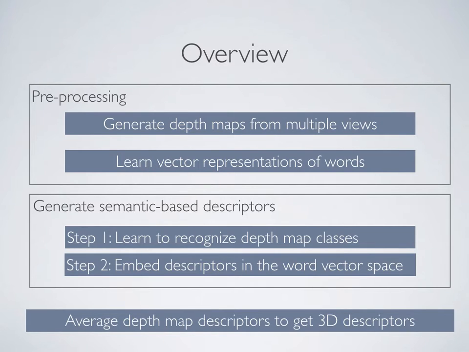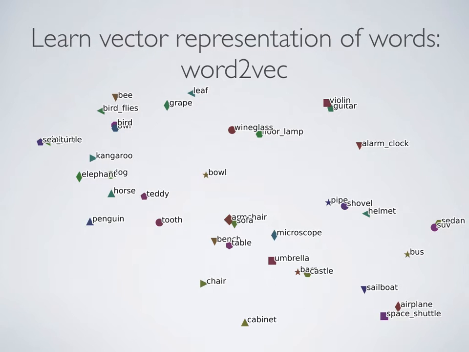We can learn a word vector space using a language model such as Word2Vec that learns word embeddings from unannotated text corpus. Here is a visualization of some word embeddings projected in 2D. Notice how similar concepts are grouped together, such as animals and vehicles.